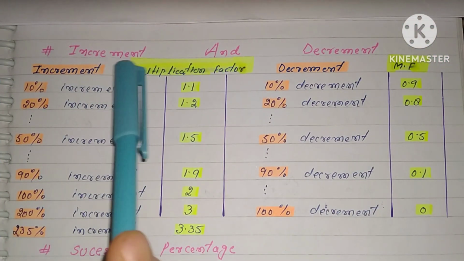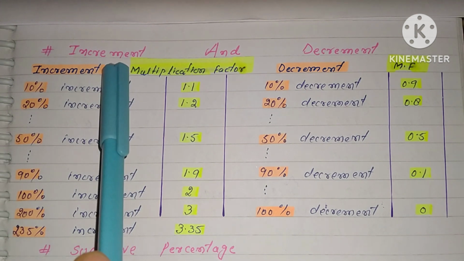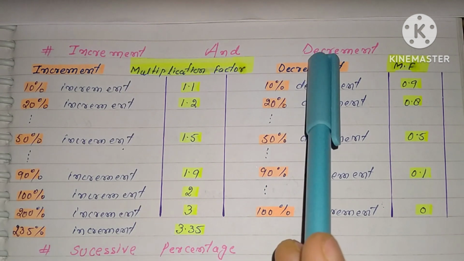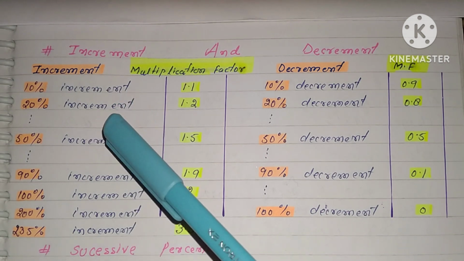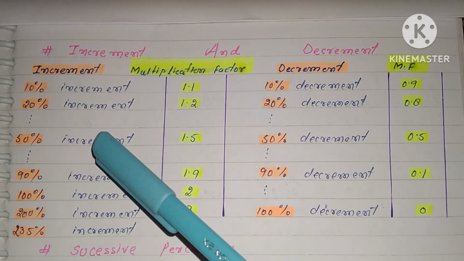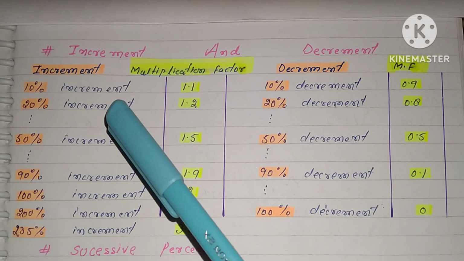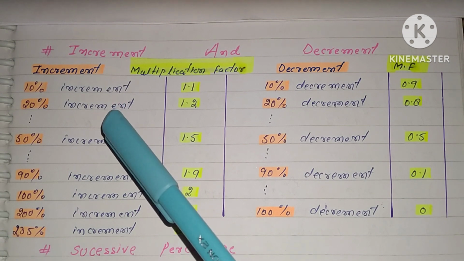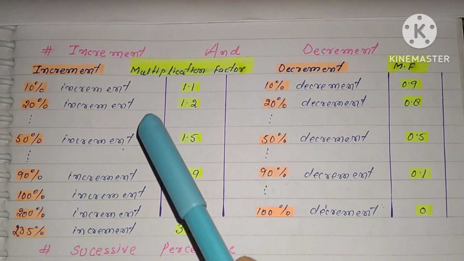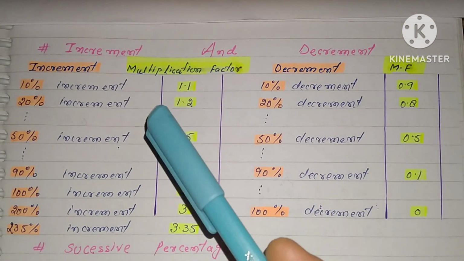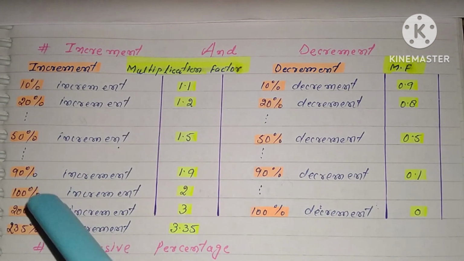Learn about the increment and the decrement, the percentage increment and the percentage decrement. In the previous lecture, we discussed the multiplication factors. Multiplication factors are the decimal and the fraction forms of percentage. Suppose any quantity increases by 10% or decreases by 10%, then what will be the new quantity? These types of questions we will discuss.